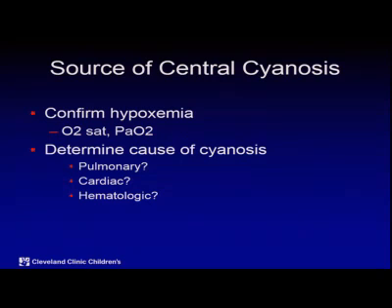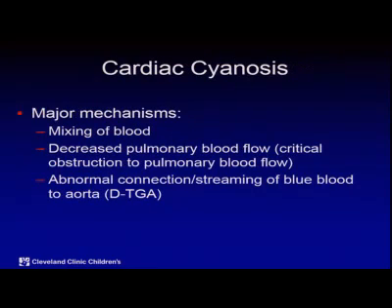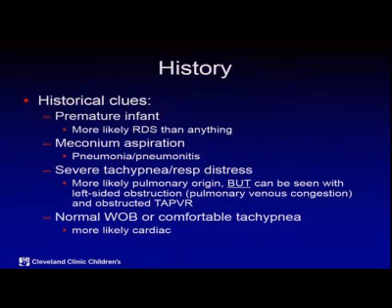So if you see cyanosis, first of all, confirm it. Do they have low O2 sats or PaO2? And once you confirm cyanosis, then ask where it is coming from. Is it coming from the lungs, the heart, or is it hematologic? The major mechanisms of cardiac cyanosis: it's either because we have mixing of blood between the right and left sides of the heart, or decreased pulmonary blood flow due to critical obstruction to blood flow to the lungs, or abnormal connections where the blue blood is streamlined towards the aorta, such as what you see with transposition. Or you could have multiple mechanisms in the same patient.